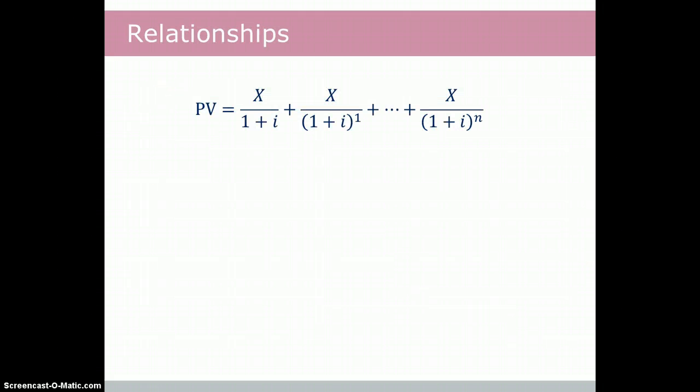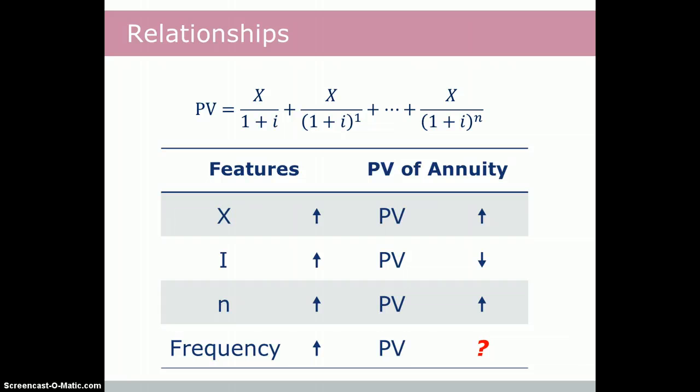Now we'll find out the relationships among those features and the present value of annuity immediate. The first one is X. When the payments become larger, we get more in every term. That's what we want. When the interest rate gets higher, the denominators become bigger. Each payment is discounted to smaller PV, thus the total price decreases. The third one is N. When N gets larger, we get payments for more years, hence PV increases.